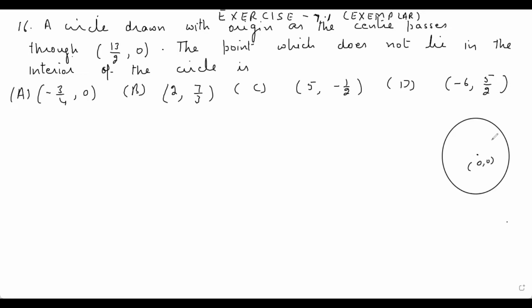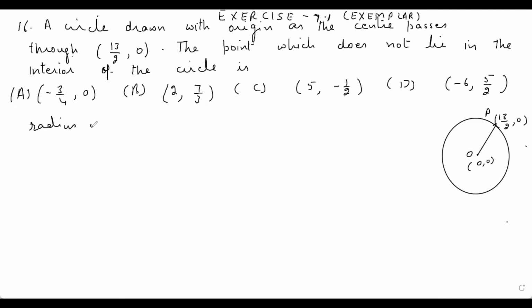Now this is a circle with center O. Its coordinates are 0, 0. So origin is the center of the circle. And this circle passes through the point 13/2, 0. Let this point be P, which is 13/2, 0. Now OP is the radius of the circle. So if we are to find the radius of the circle, we will find the distance between PO.